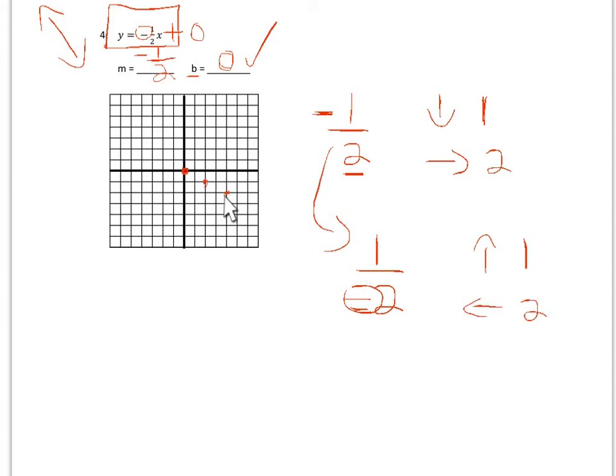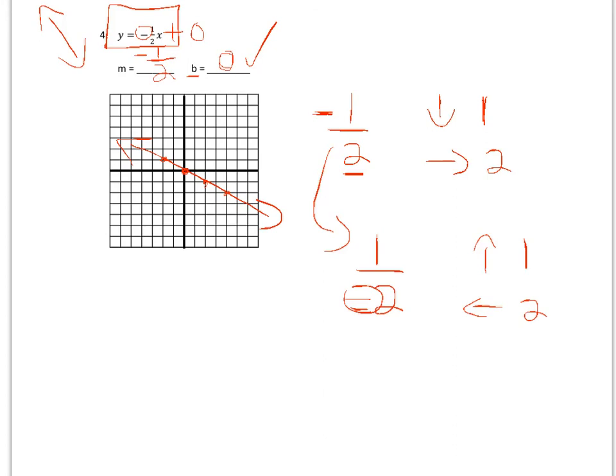So let's say you start here. This means you go up 1 to the left 2, up 1 to the left 2. I'm going to go up 1 to the left, 1, 2. So there's another point if I go the other direction. So up 1 to the left 2. It's right here. Okay? So really what I emphasized here, well, let's connect it. My line goes down left to right because the slope is negative.